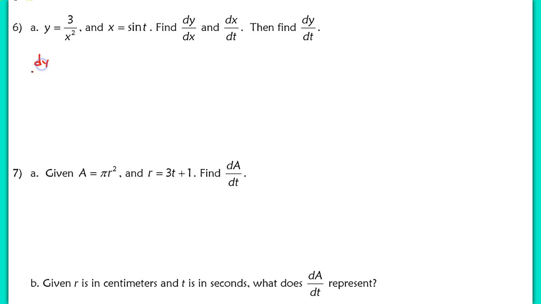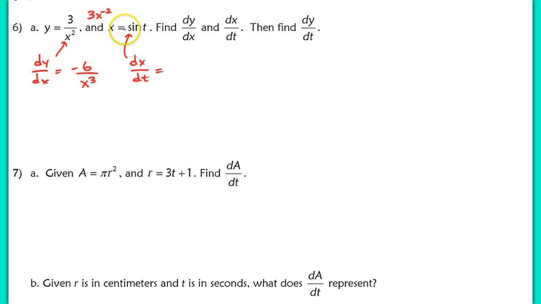So the derivative of y with respect to x, we're looking at this function here. I think it's probably easier just to rewrite that as 3 times x to the negative second power. That derivative would be negative 6 over x to the third power. Now if we want to find dx/dt, that's taking the derivative of this function with respect to t. And I keep giving you guys the same function.